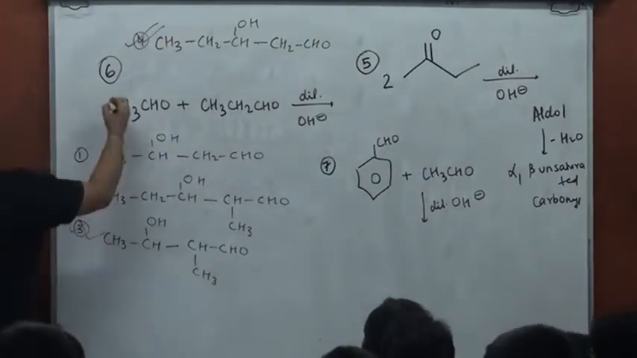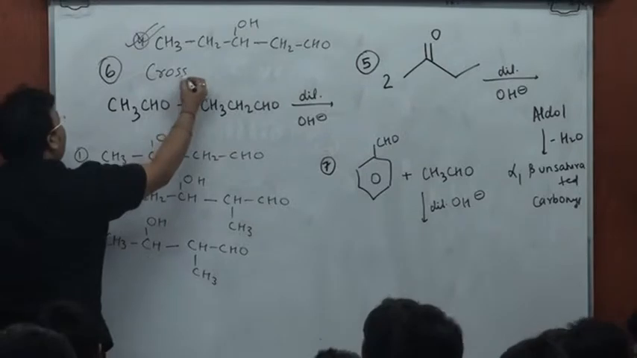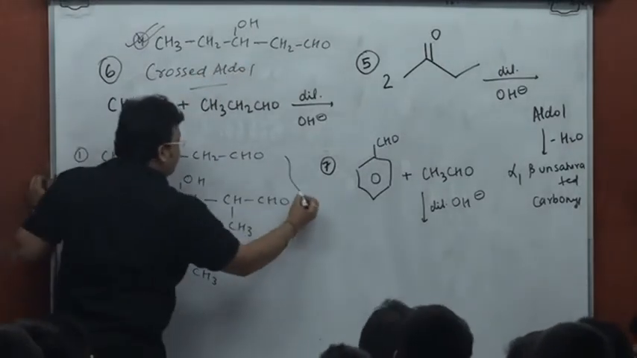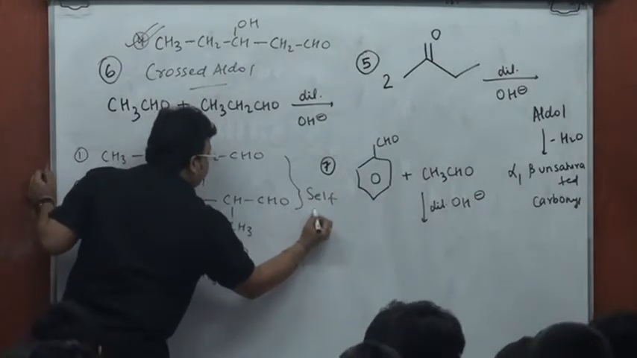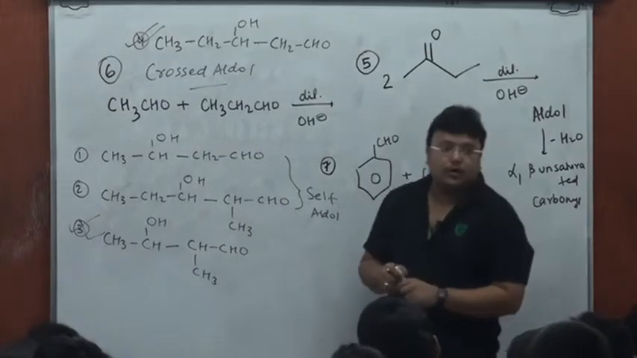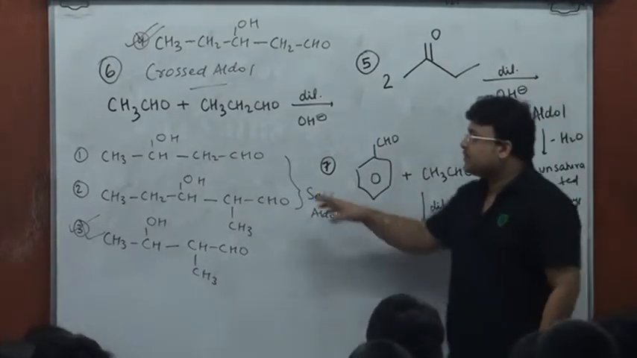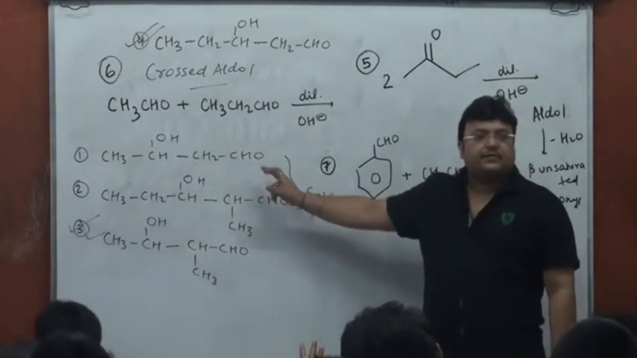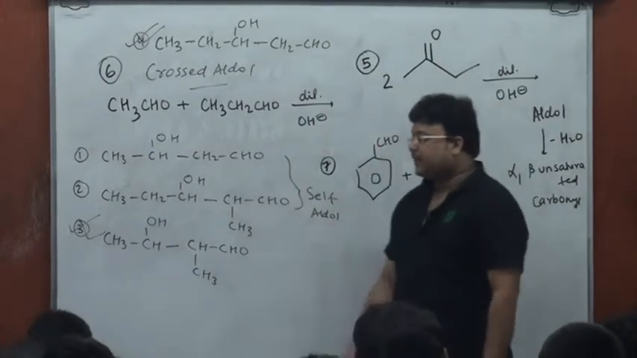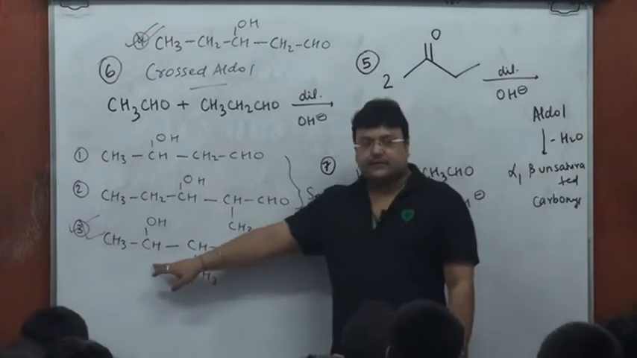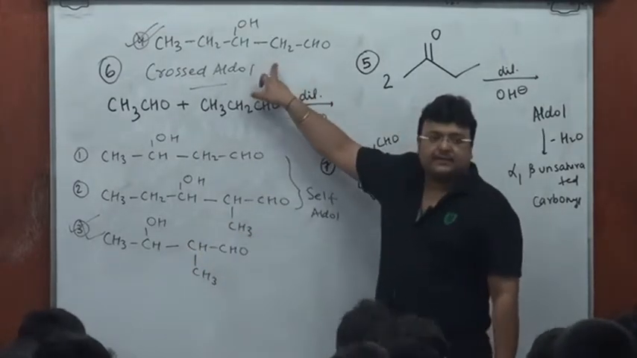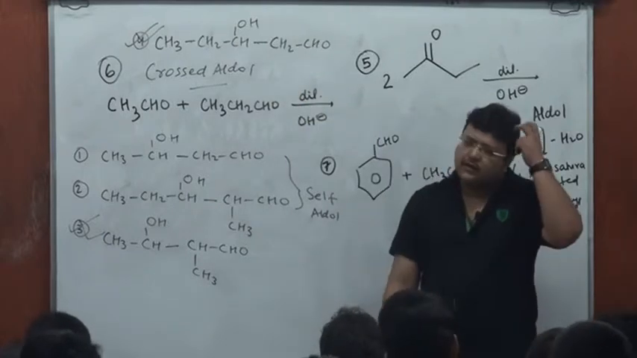I would understand that 3 and 4 are cases of crossed aldol. 1 and 2 are self-aldol products. Yes or no? So this you could see is the self-aldol of ethanol. This is the self-aldol of propanol, and 3 and 4 are crossed aldol of ethanol and propanol, where ethanol acted as the acceptor, propanol as the nucleophile. Here you find propanol acting as the acceptor and ethanol generating the nucleophile.